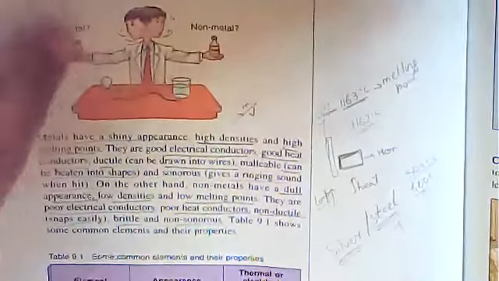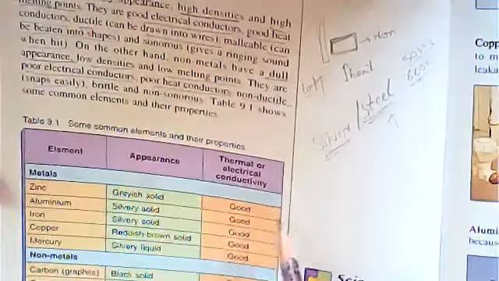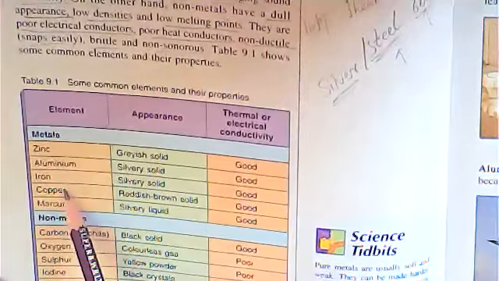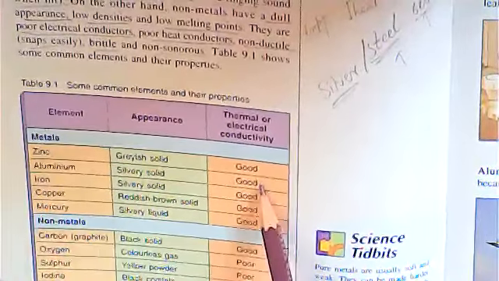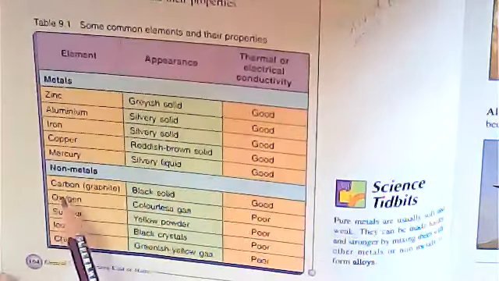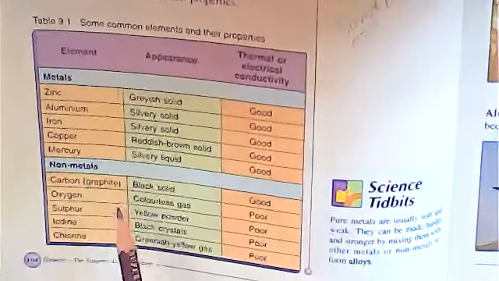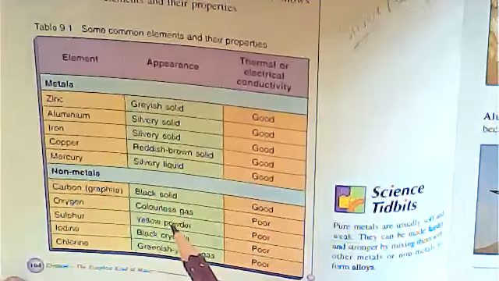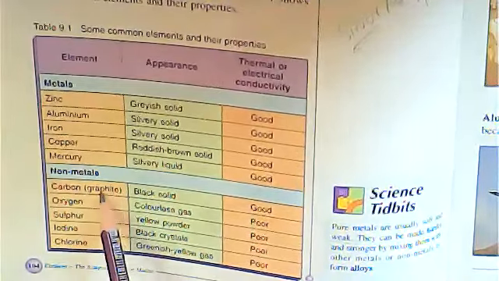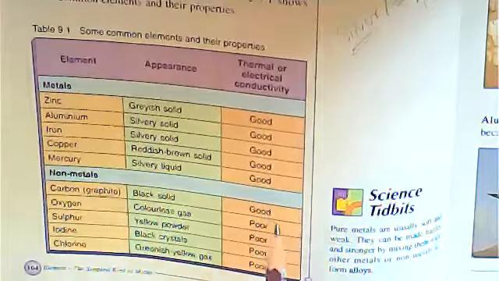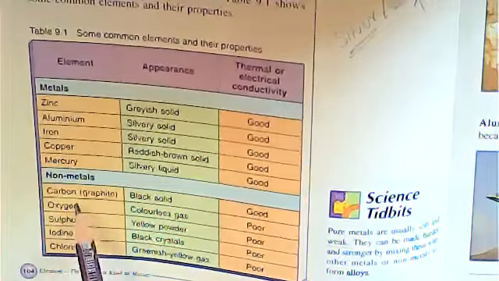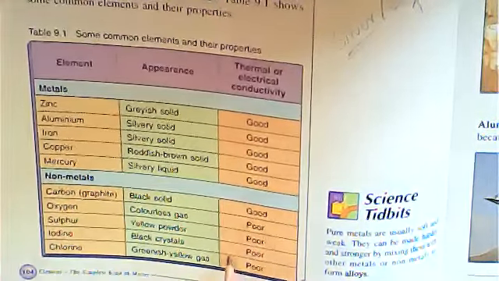Now here you have some important characteristics of different metals and non-metals. Elements, appearance, thermal or electrical conductivity. These are all the metals: zinc, aluminum, iron, copper, mercury. All these are metals and they are good conductors. Here you have carbon, in the form of graphite. Carbon has three different forms. Graphite, diamond, and another form, I don't remember right now. The graphite form of carbon is a good conductor, not the best conductor, but good compared to other non-metals, while all the remaining non-metals are poor electrical conductors.